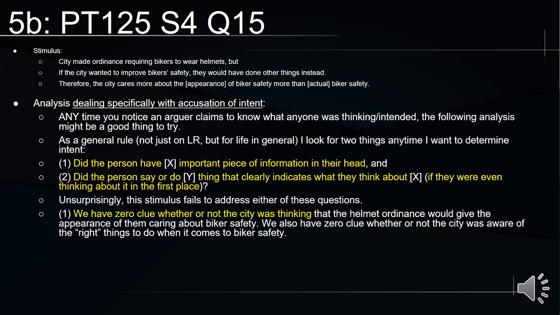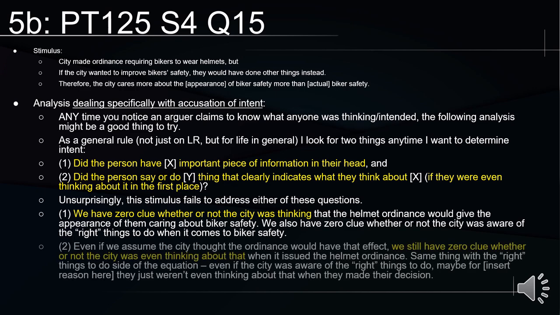We also have zero clue whether or not the city was aware of the right things to do. Maybe the city didn't even know that they had alternatives. Maybe they thought the only thing we're allowed to do is this bike law, and so that really changes the validity of the accusation at the end, right? And we can come up with all this just by observing the stimulus and saying that we don't actually know what the city council was thinking when they made this. We don't actually have any of that data, so that's a problem right there.